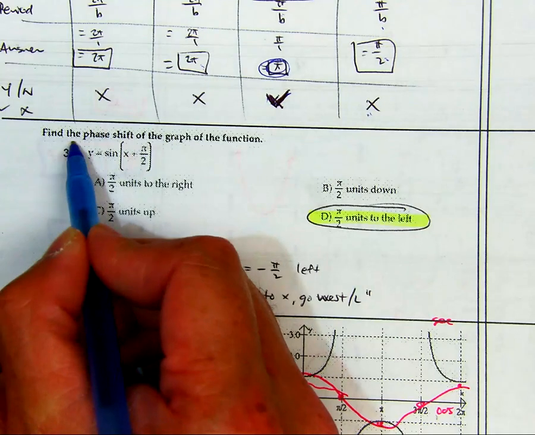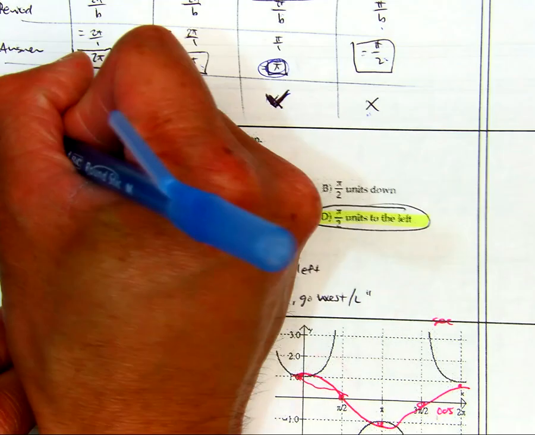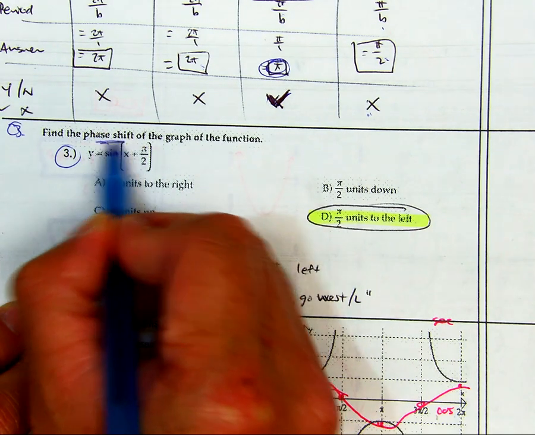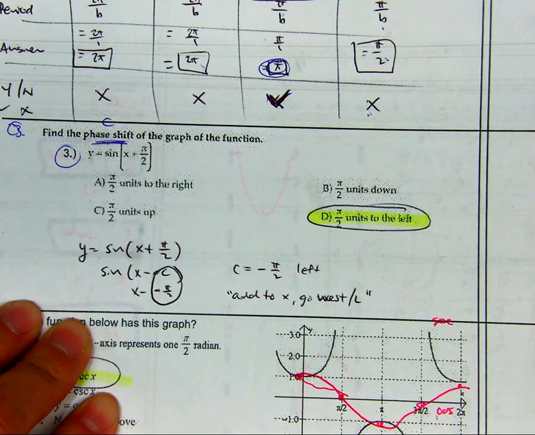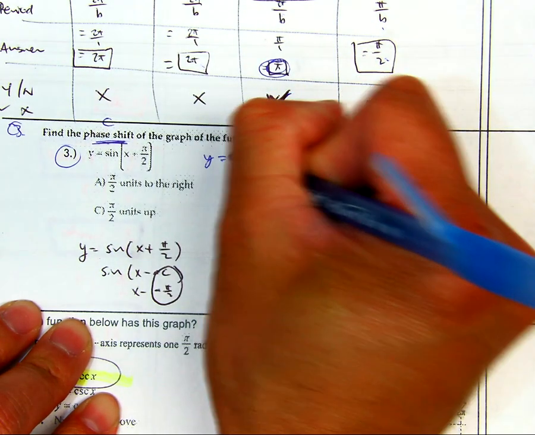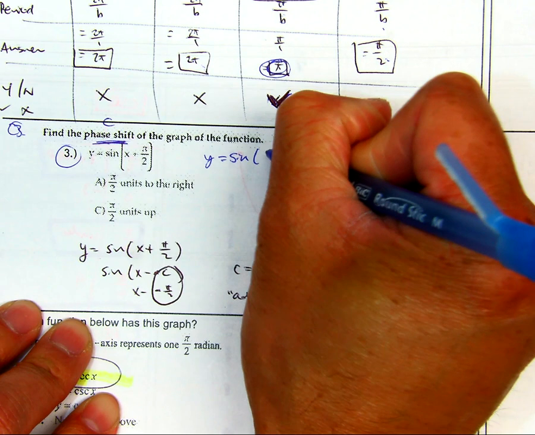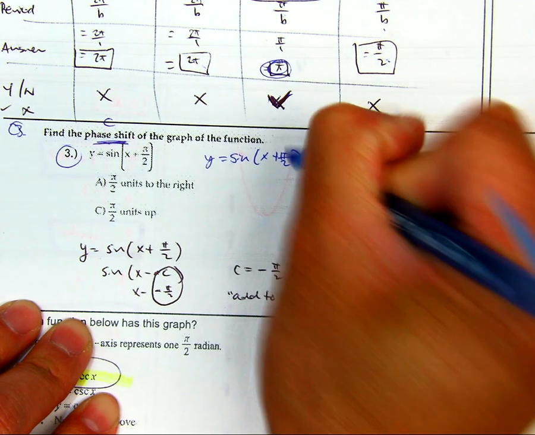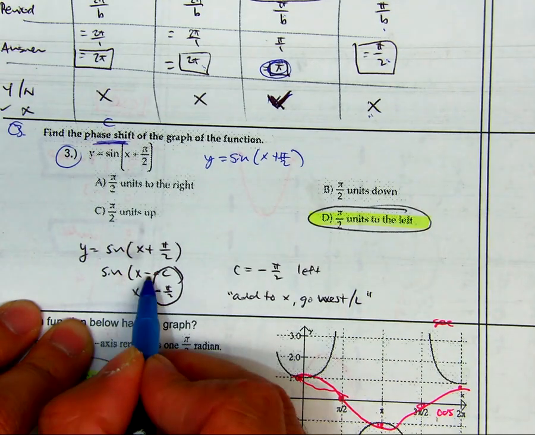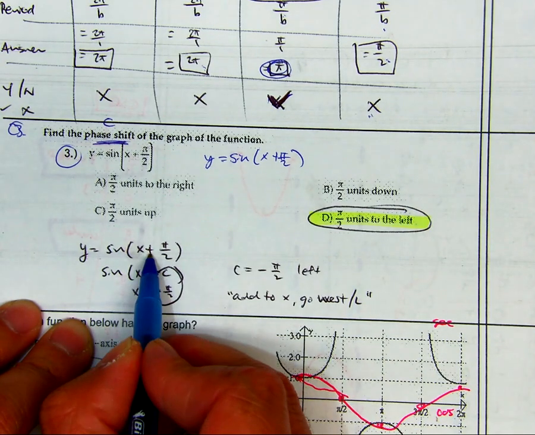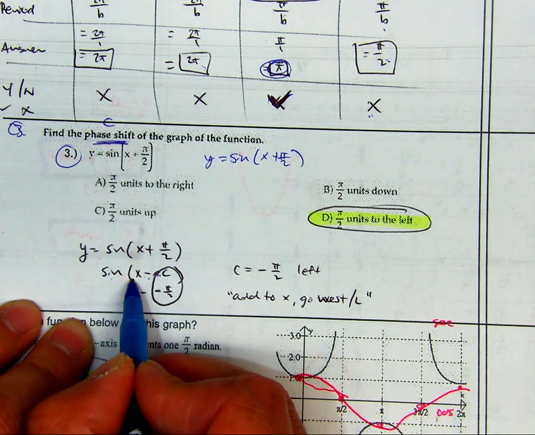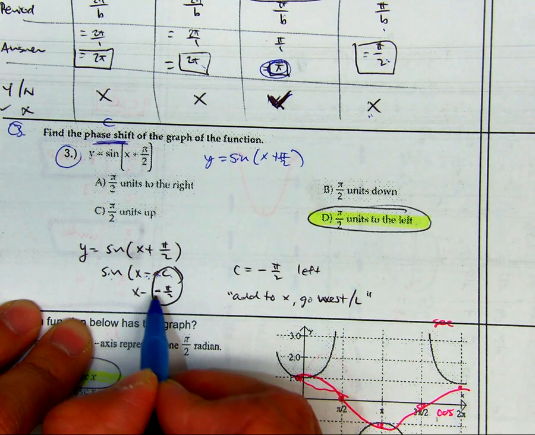Question number 5. 3. Why did I say 5? The phase shift of the graph is, so phase shift is just equal to the C letter. This one's kind of hard to read, let me rewrite it: y equals sine of x plus pi over 2. There it is. And remember, the equation must have a minus sign. So if you see a plus, you can change it to a minus. This is a minus sign right there. So sine of x minus negative c, because the opposite of negative c is a plus sign.